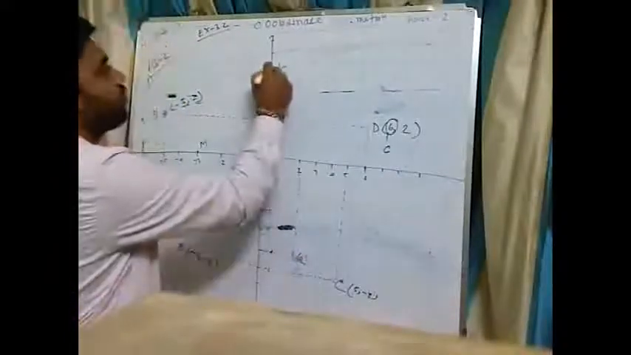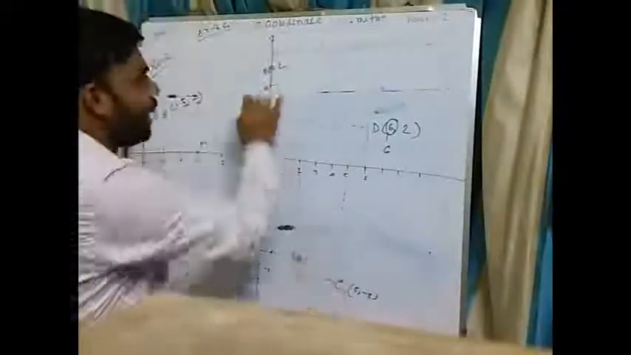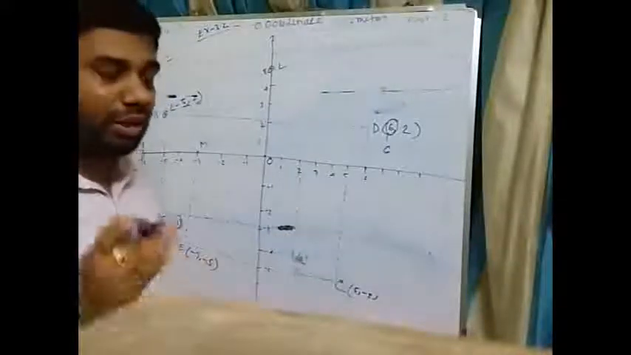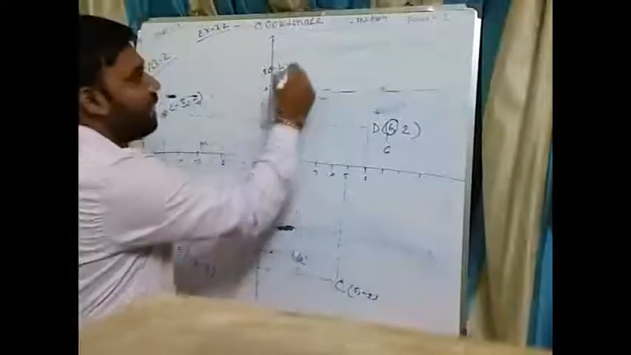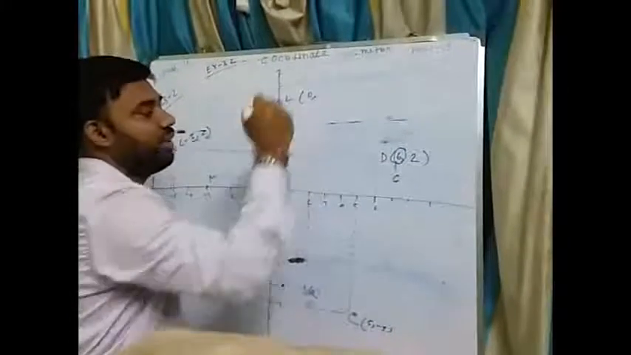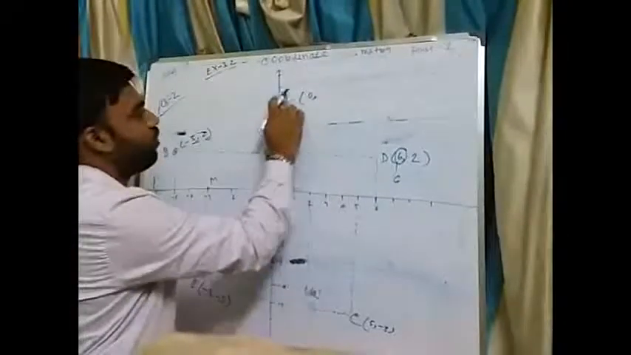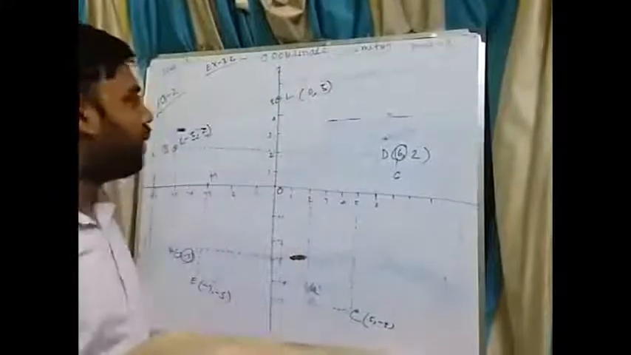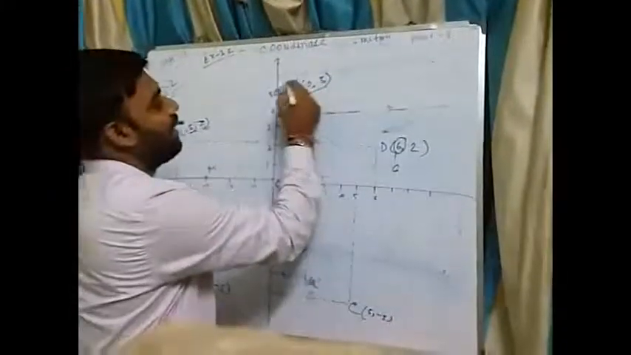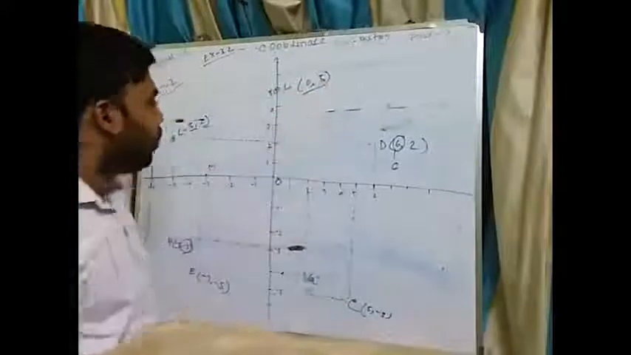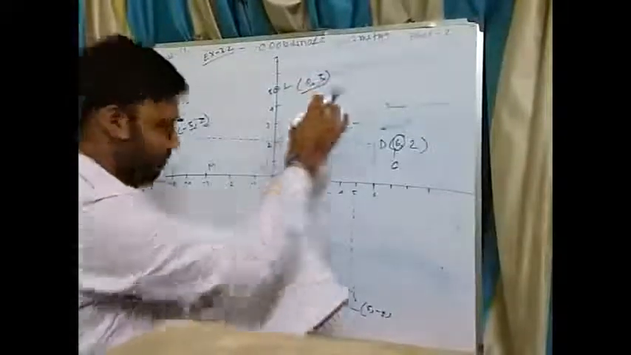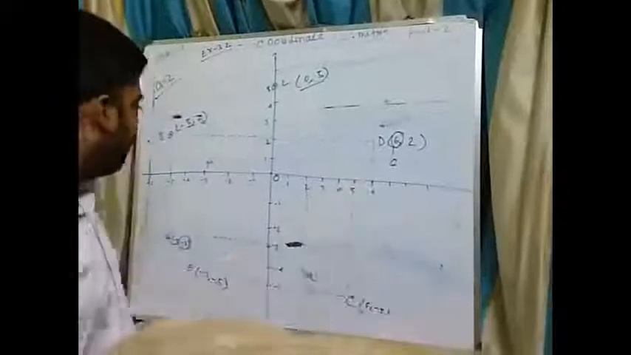Next question. Coordinate of L. That point lies on the y-axis. For any point which lies on the y-axis, the abscissa will be 0, and then 1, 2, 3, 4, 5. So 0, 5, as it lies on the positive y-axis. That's why 0, 5.